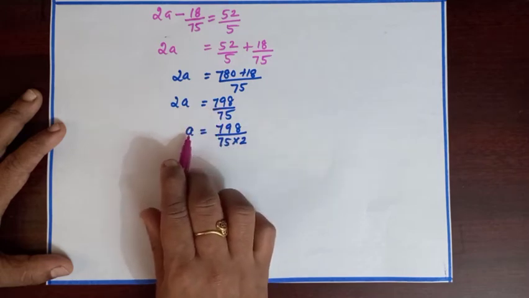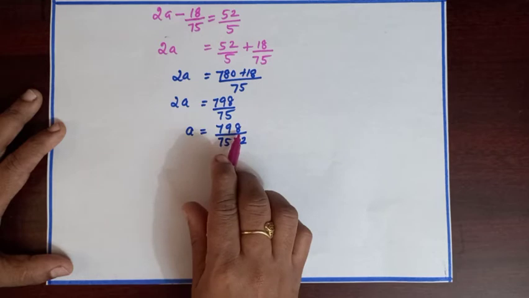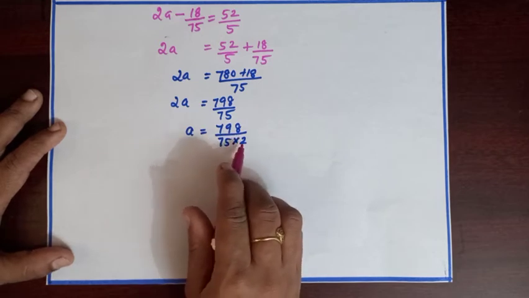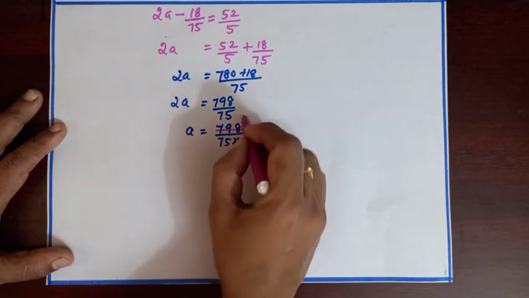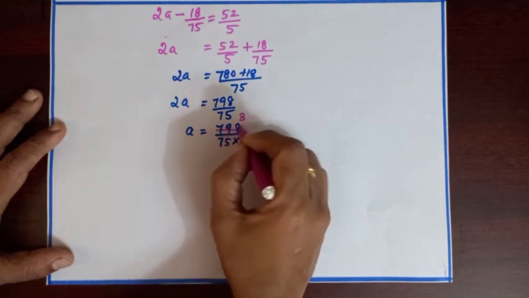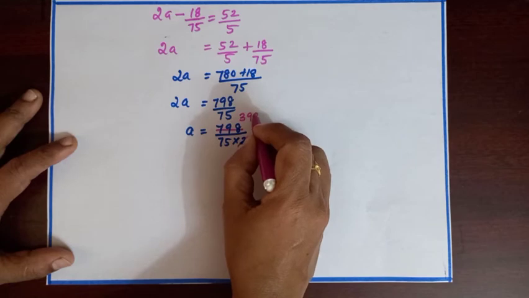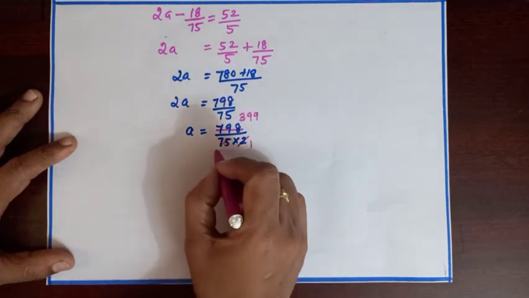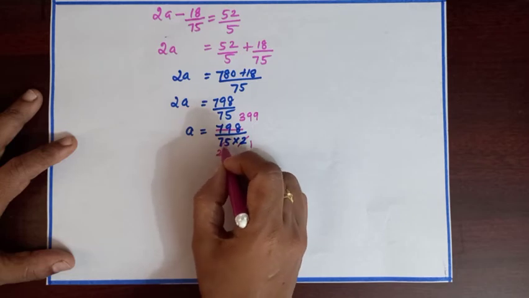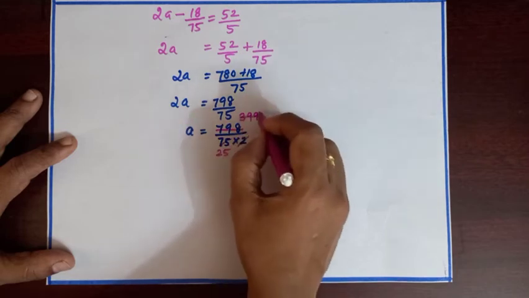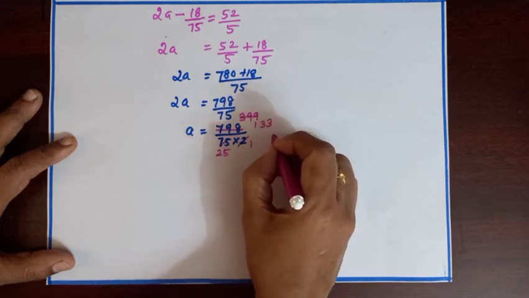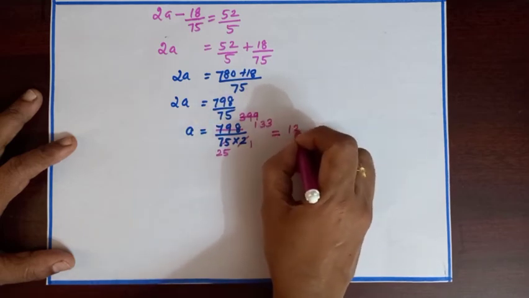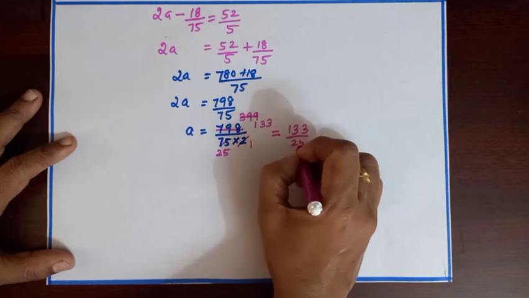Now we need to find a. a equal to 798 by 75 into 2. Now I am going to do the cancellation. 1 time is 2. Here 3 2s are 6, 9 2s are 18, once again 9. Next I am going to cancel this one with 3. I will get 2 3s are 6. Balance 1, 5. Here 1 times 3 is 3. So we are getting the a value as 133 by 25.